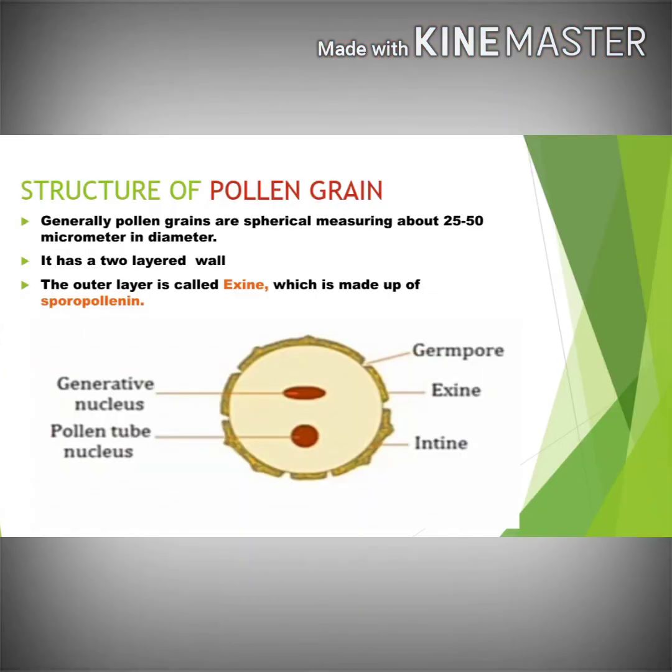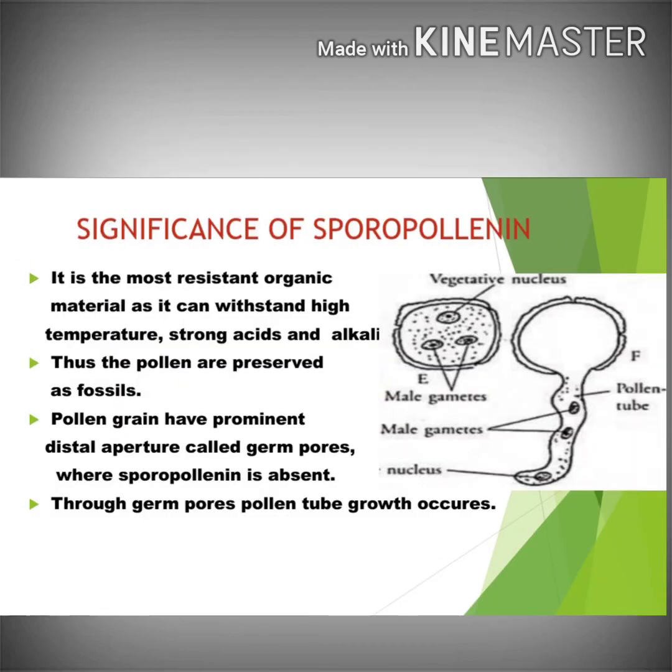Generally, pollen grains are spherical, measuring about 25 to 50 micrometers in diameter. It has a 2 layered wall. The outer layer is called exine, which is made up of sporopollenin, and the inner layer is called intine. Then comes the significance of sporopollenin. It is the most resistant organic material as it can withstand high temperature, strong acids and alkali. Thus, pollen are preserved as fossils. Why are pollen preserved as fossils? Due to the presence of sporopollenin.